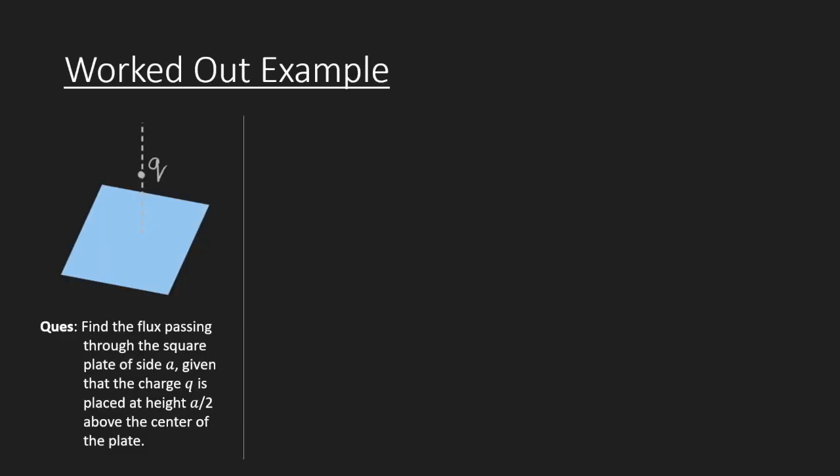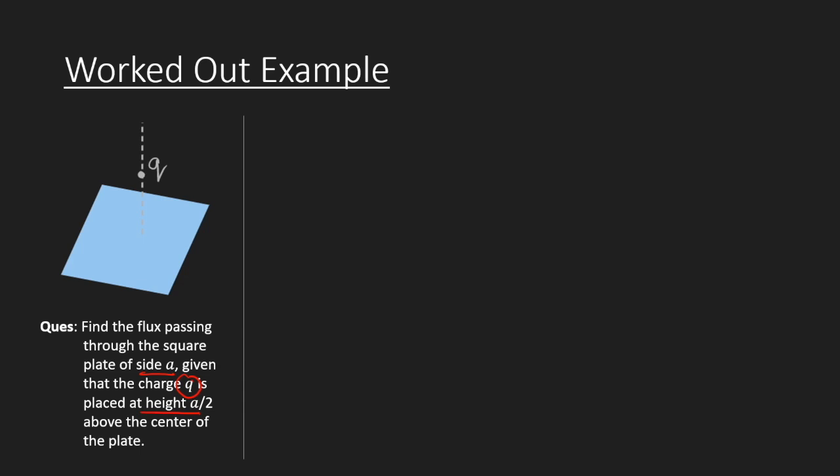Let's try this problem out. The question statement is, find the flux passing through the square plate of side A given that the charge Q is placed at height A by 2 above the center of the plate. The height is 1/2 of the side of the square. I suggest you pause and try this out on your own. Assuming you've had a go at it, now let's work through it together.